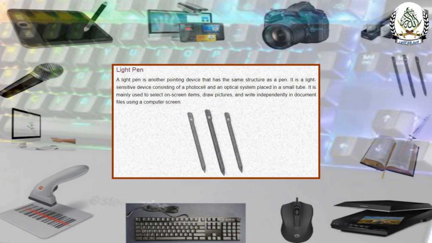Light pen. A light pen is another pointing device that has the same structure as a pen. It's a light-sensitive device consisting of a photocell in an optical system placed in a small tube. It's mainly used to select on-screen items, draw pictures, and write independently in a document file using a computer screen.